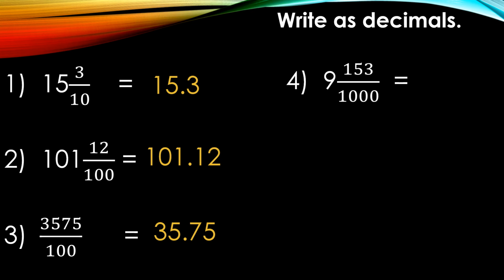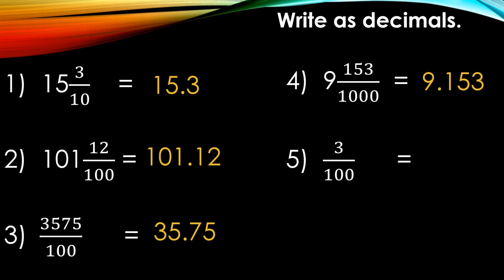Question number 4. 9, 153 upon 1000. See, in this question, 9 is a whole number. So write 9 as it is. And tell me, how many zeros in the denominator? Yes, 3. So in numerator, count 3 digits from the right and put decimal. So the answer is 9.153.